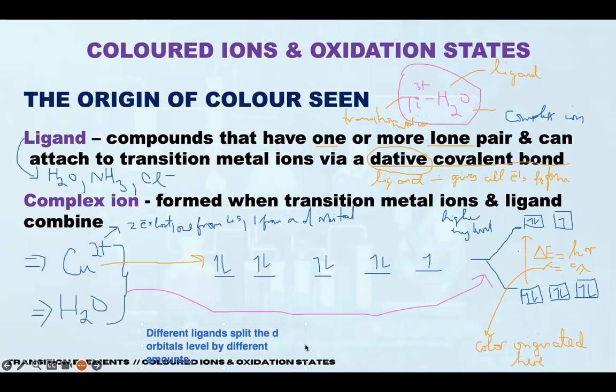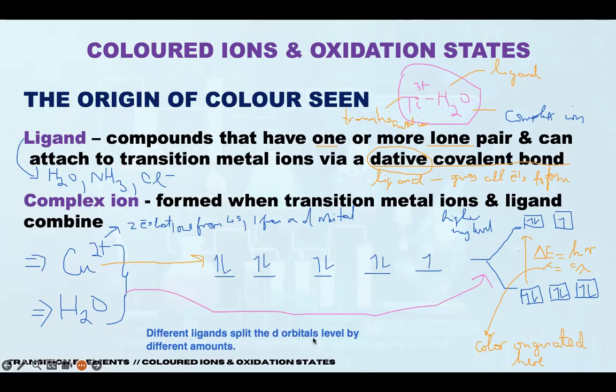So the energy required to go from this distance to this distance would be characteristic of water coming nearby. But if, say, it was ammonia, it's split in a different way, such that the energy difference between the lower level and the high level is different, and that will give you a different color. So when different ligands complex with your ions, you're going to get different colors because the energy transition is going to be different, aka the frequency of light is going to be different, and the lambda is going to be different.